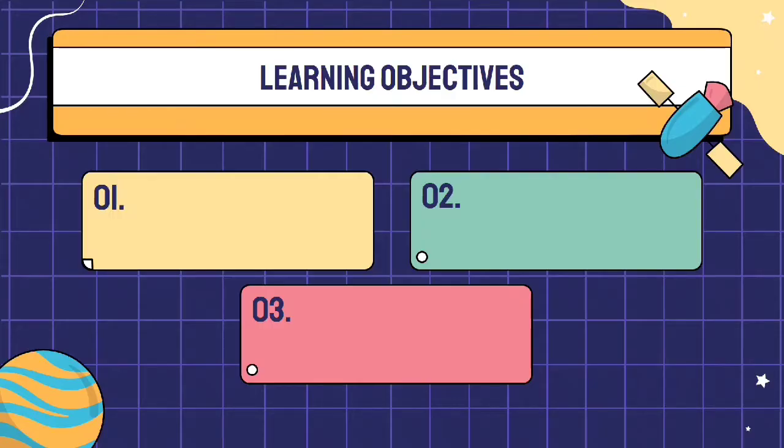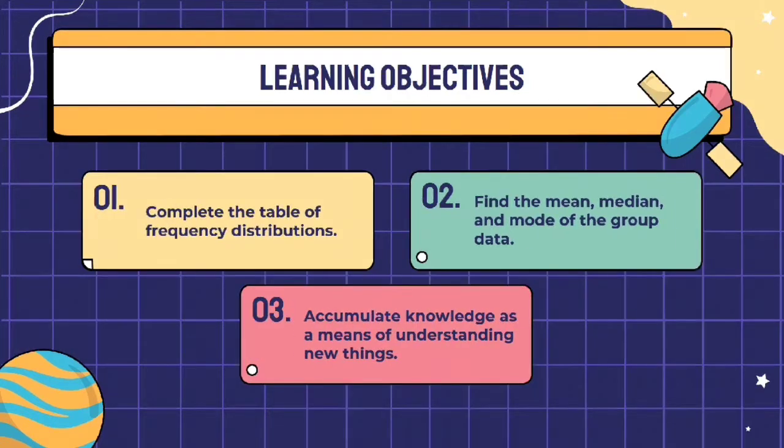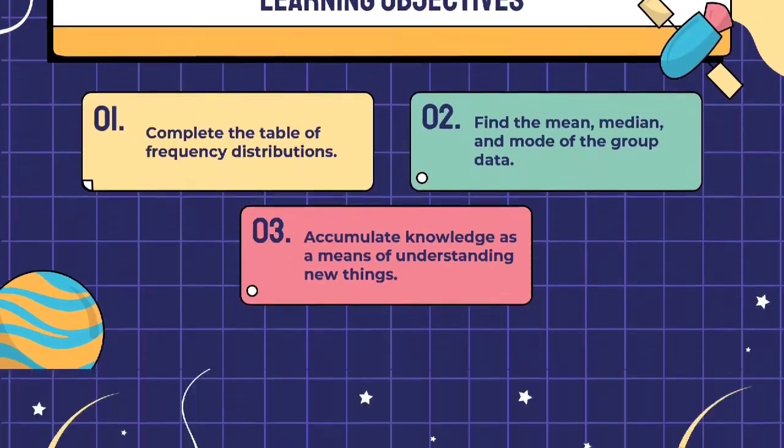Learning objectives. The learning objectives for this lesson are: 1. Complete the table of frequency distributions. 2. Find the mean, median, and mode of the group data. And 3. Accumulate knowledge as a means of understanding new things.